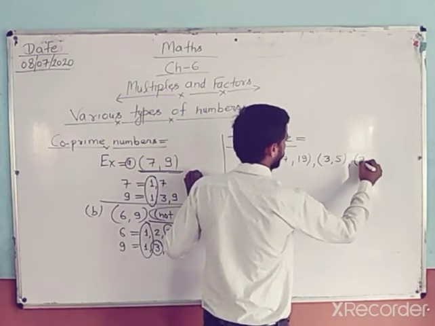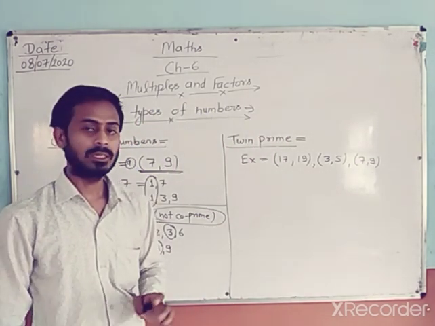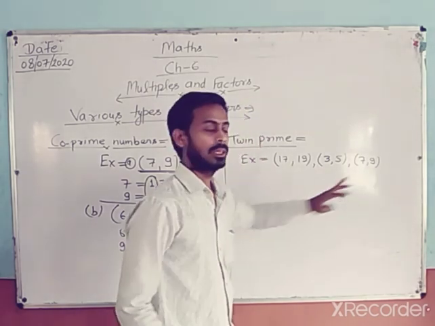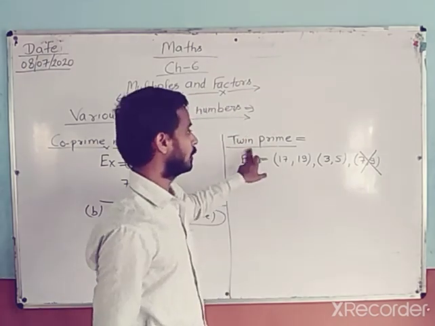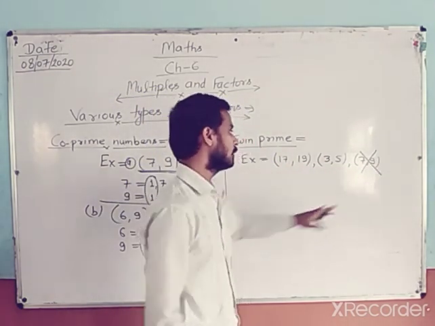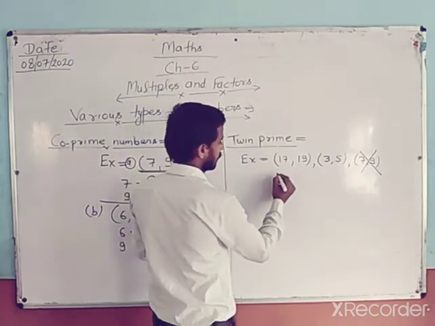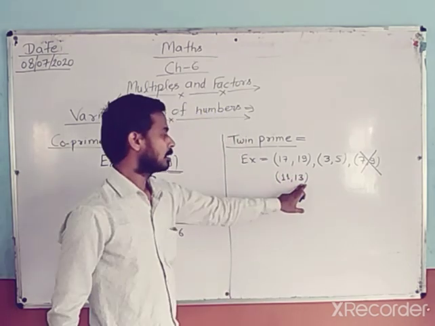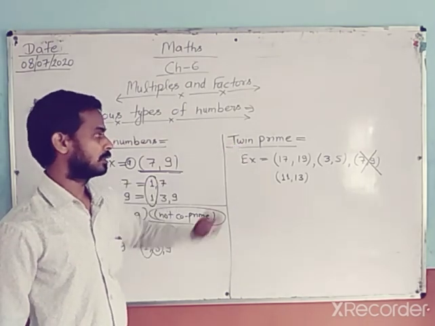Now next, 7 and 9 again. But you can see 9 is not a prime number, so this one is not twin prime, because the difference is 2 but 9 is not prime. That is why 7 and 9 are not twin primes. Next, 11 and 13. See again, 13 minus 11 is 2, so this one is a twin prime pair. Clear?